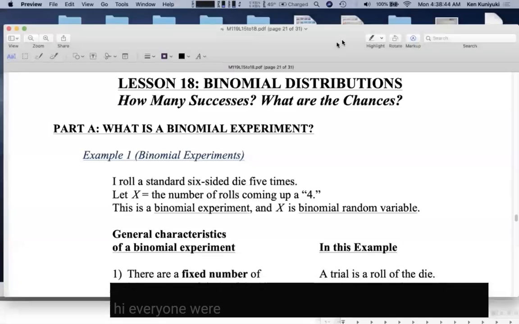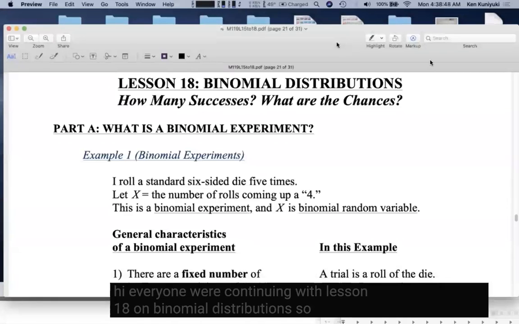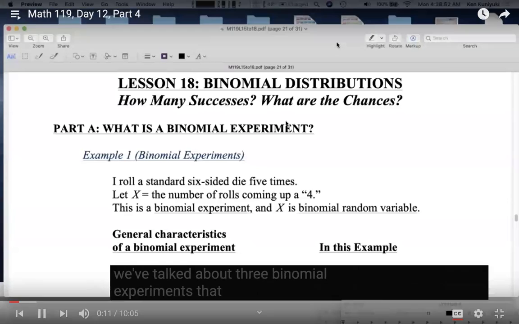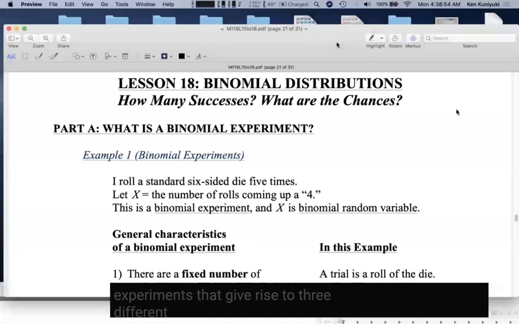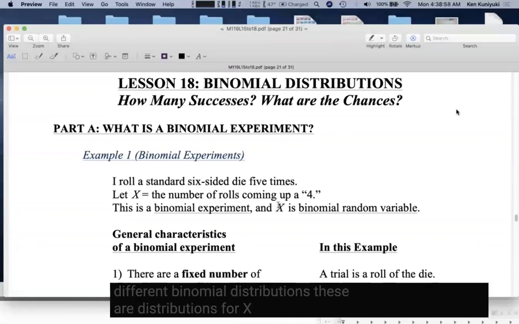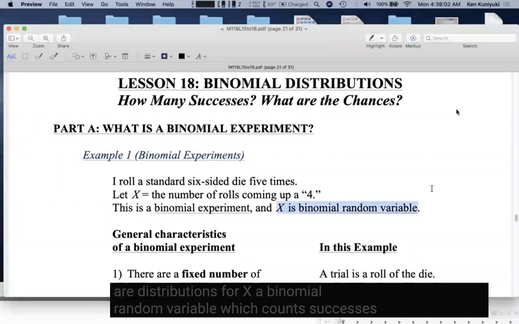Hi, everyone. We're continuing with Lesson 18 on binomial distributions. So far, we've talked about 3 binomial experiments that give rise to 3 different binomial distributions. These are distributions for x, a binomial random variable, which counts successes.